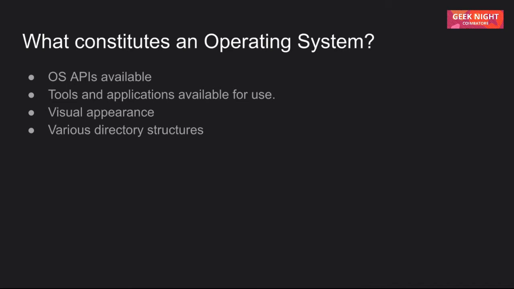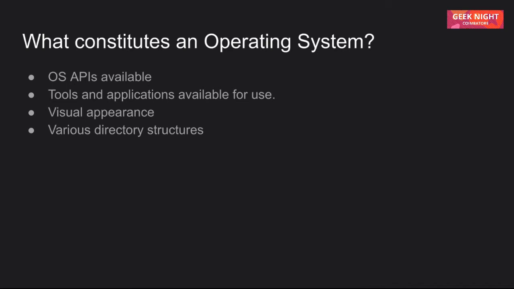And tools and applications that are available for use. We would have gotten used to the different tools available in the favorite operating system that we use. In a different operating system, those tools may not exist. So tools play another important part of deciding what an OS is, the identity of the OS itself.